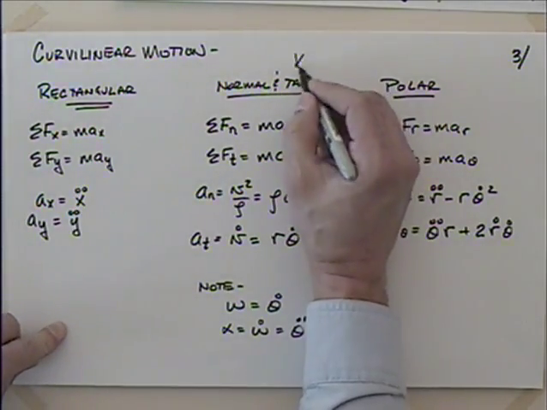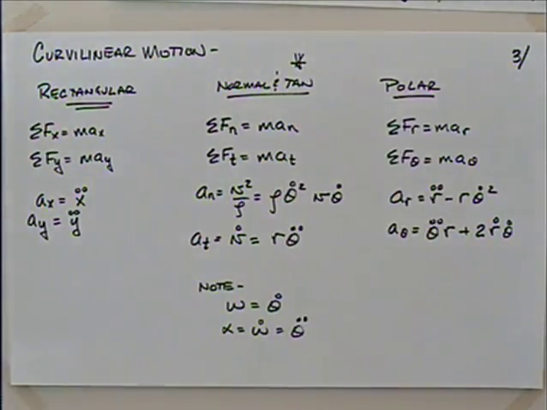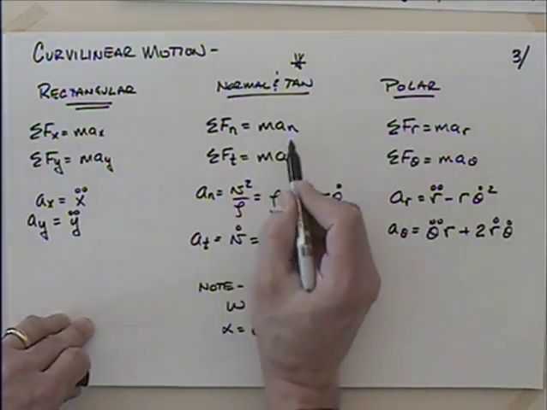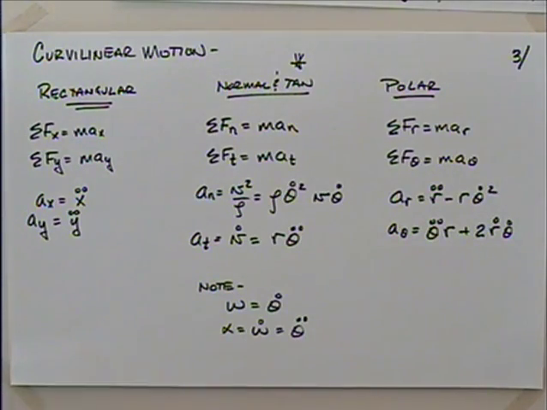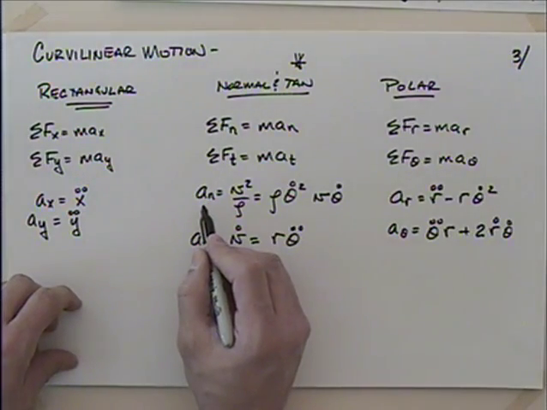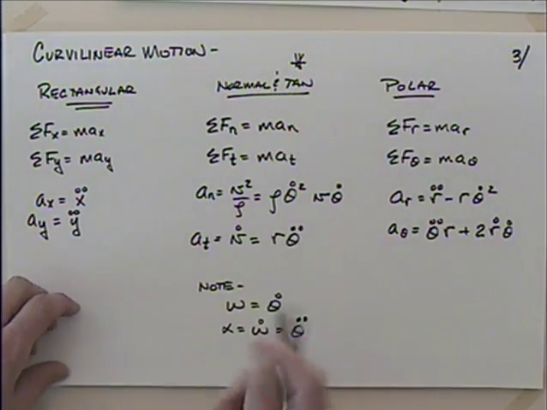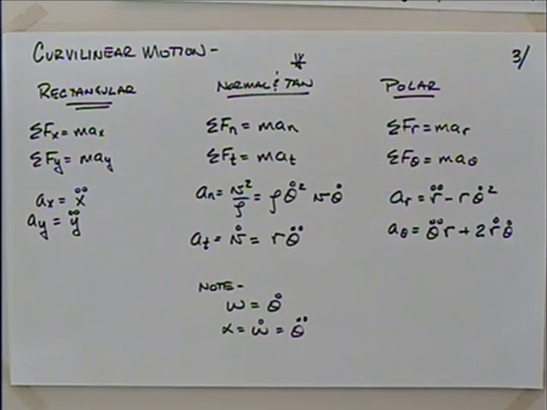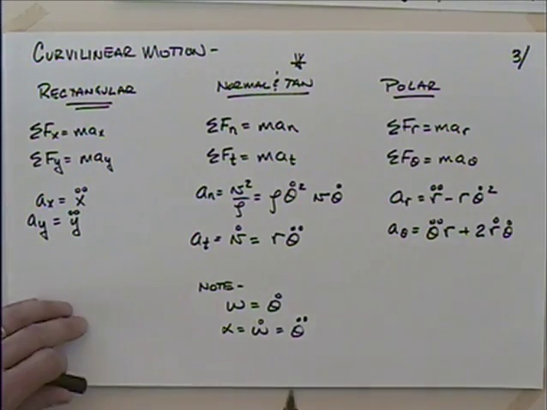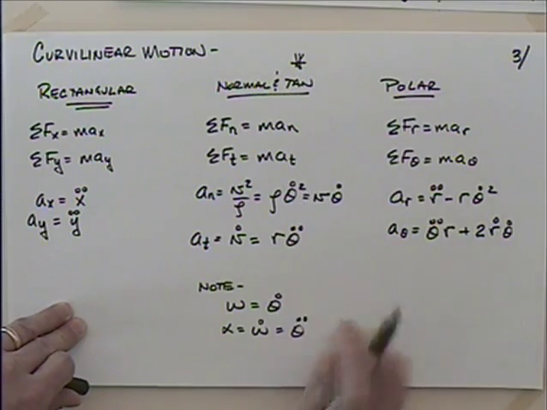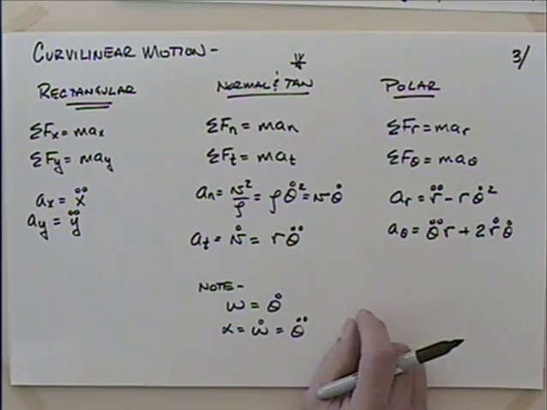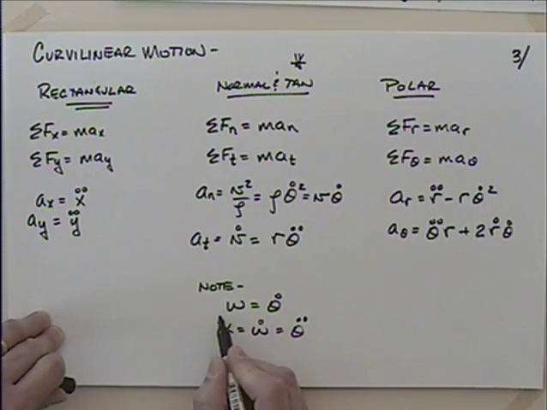Probably the one that we use the most is normal and tangential, where we just say the sum of the forces in the normal direction is equal to mass times acceleration in the normal, and the sum of the forces in the tangential is equal to mass times acceleration in the tangential. And then we have to talk a little more about, well, what's the normal acceleration? That's v squared over rho, or v squared over r if you have a constant radius. We could also write that as rho times theta dot squared, or the velocity times theta dot, where theta dot is equal to omega. Okay, so we'll see this.